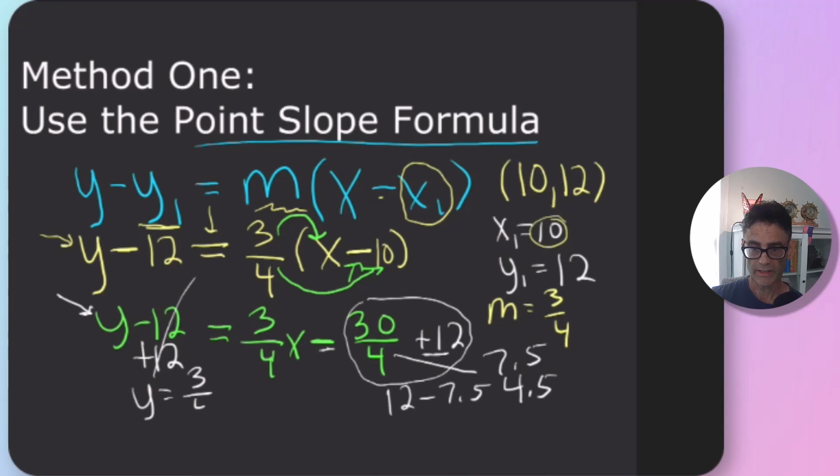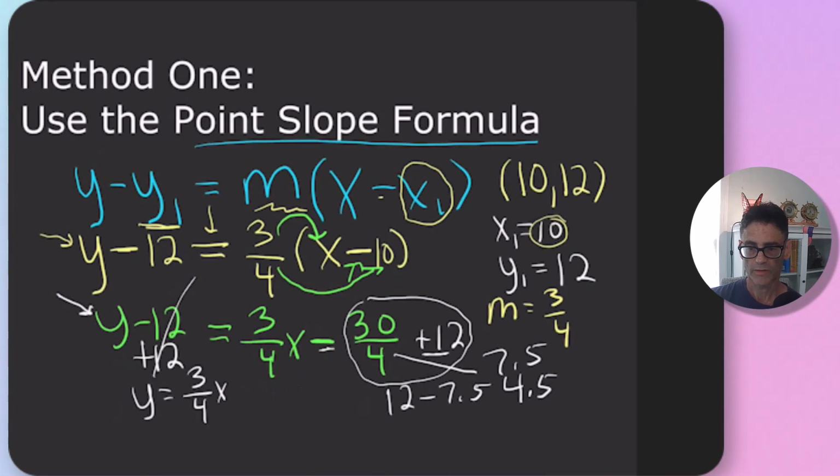So now I can clean this up. Notice I got rid of the 12 over here, so I just have plain y equals 3/4 x, and then a positive 4.5. Now that's my equation. The equation was y equals 3/4 x plus 4.5. Keep that in mind. So that was method one.